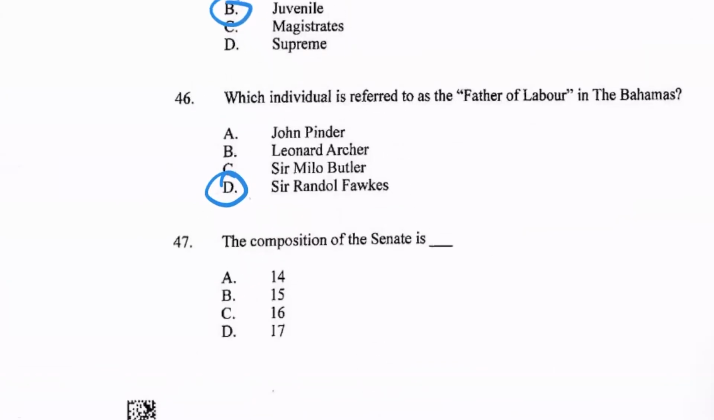Number 47, the composition of the Senate is what? 14, 15, 16, or 17? Jonathan is saying 17. Tiara saying 16. DeMarco saying 14. We're getting a lot of different answers. Bella is saying 15. Okay, for number 47, the answer is C. It's 16. The composition of the Senate is 16.